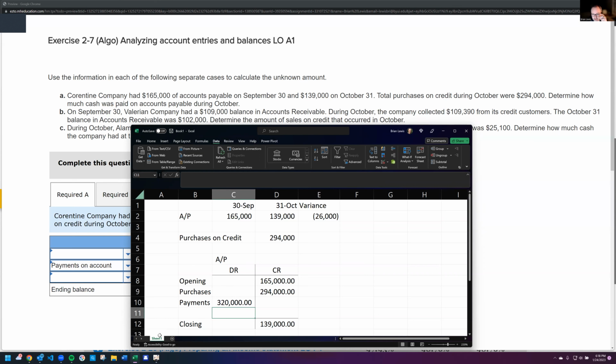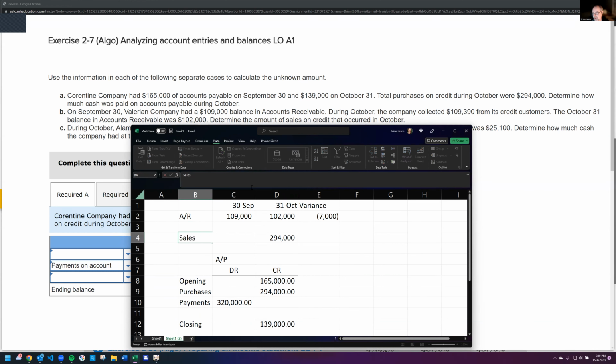Okay, so very similar. I'll just copy this and paste it to another sheet. There we go. Okay, so this time we're going to look at AR. I know on September 30th my balance was 109, and my balance at the end of October is 102. So now I've got that set up. So it decreased by 7,000. This one is sales on credit.